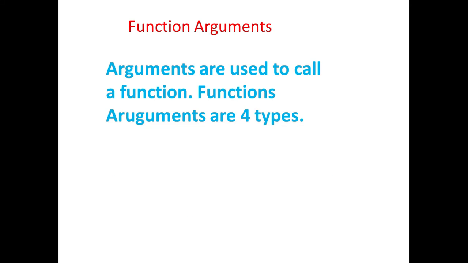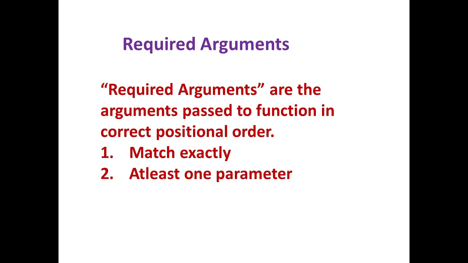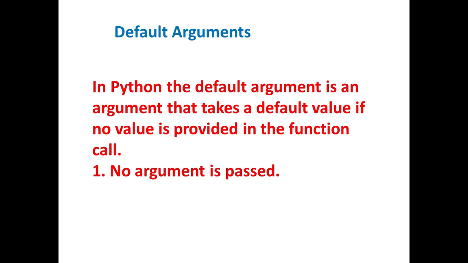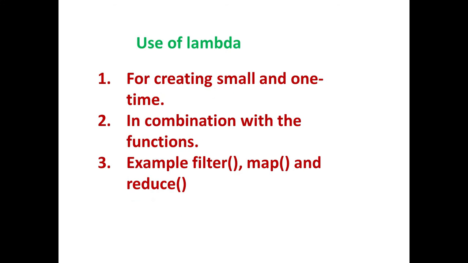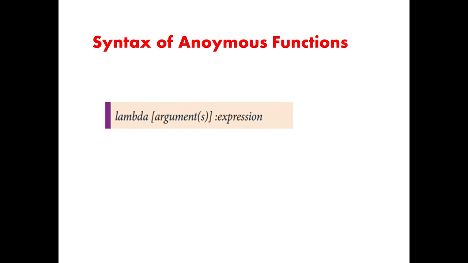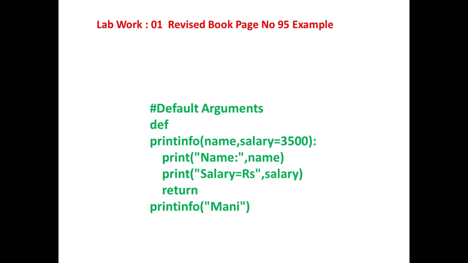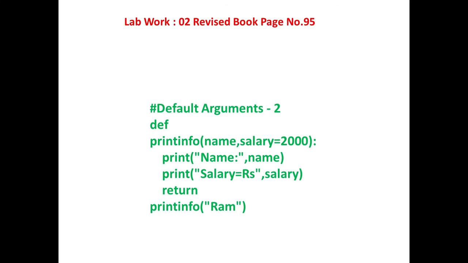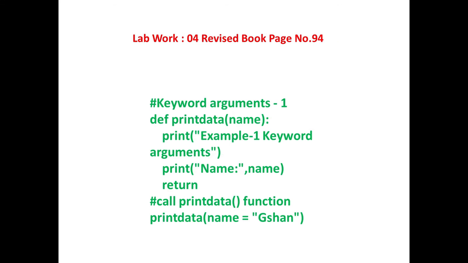We learned all this. Function argument, 4 types of function argument: required, keyword, default, variable length. Required argument, keyword argument, default argument, variable length argument, 2 methods, printf function, anonymous function, use of lambda, syntax of anonymous function, return statement, syntax of return, live demo, 4 exercises: page number 95 first one, lab work page number 95, then next one page number 92, and then the last one page number 94.